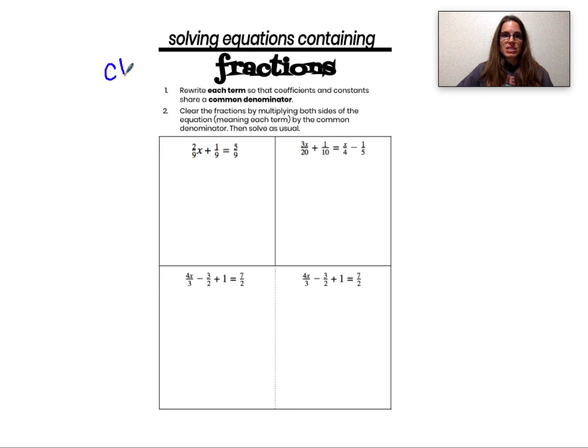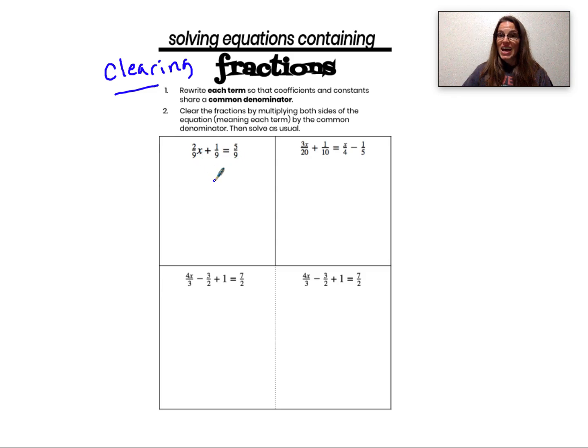In algebra, then, we expect you to use a different strategy, a strategy of clearing fractions. What this means is you are going to rewrite your equation so that it no longer contains fractions and then solve using inverse operations. To do this, each term needs to share a common denominator, and then you can multiply both the left and the right-hand side of the equation by that common denominator so that you no longer have fractions.